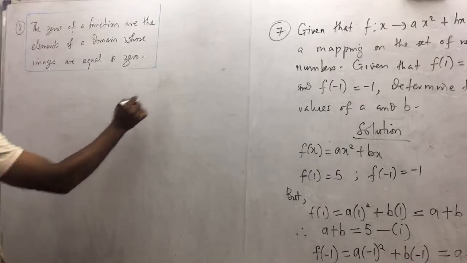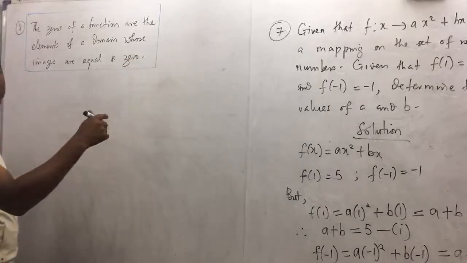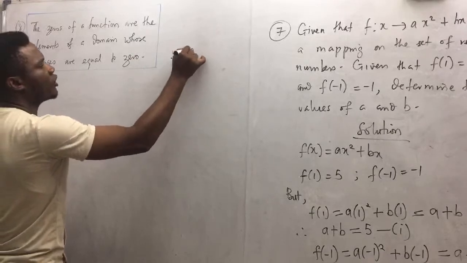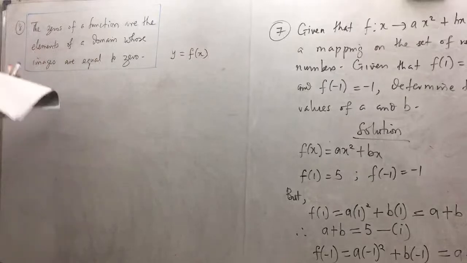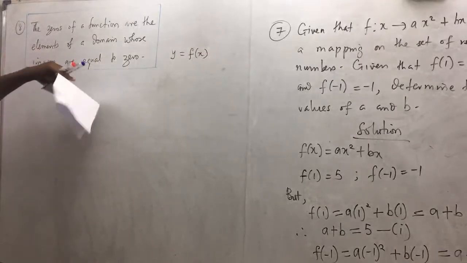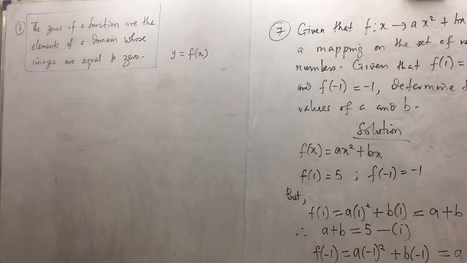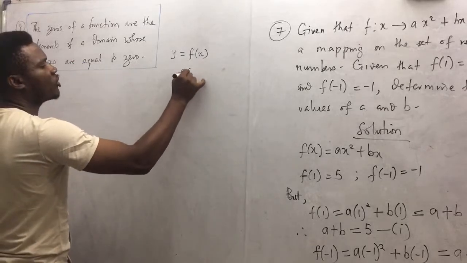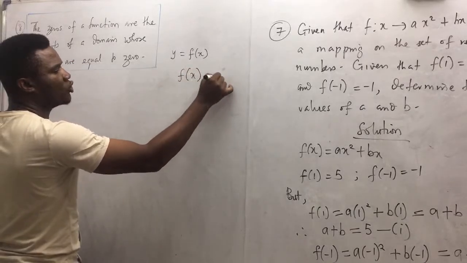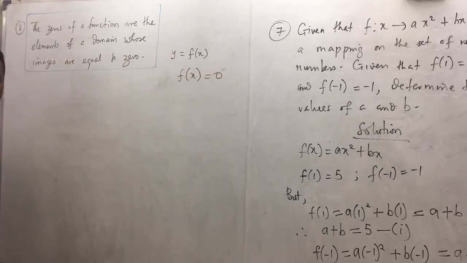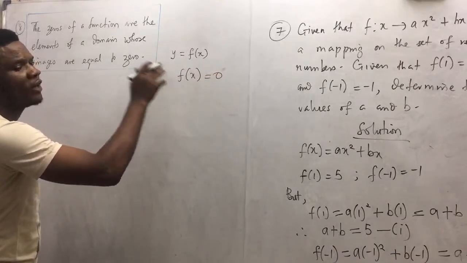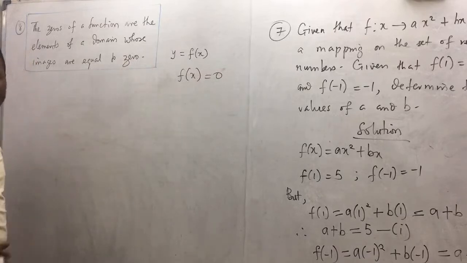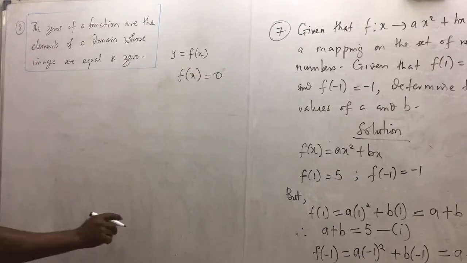Let me explain this quickly before I write out the problem. Let's assume we have a function y equals f of x. By saying the zeros of a function are the elements of a domain whose images are equal to 0, it means the zeros of a function can be obtained when you equate f of x to 0 and simplify. So if you want to obtain the zeros of a function, equate the function to 0 and solve for the value of x, or solve for the value of the independent variable. It's as simple as that.